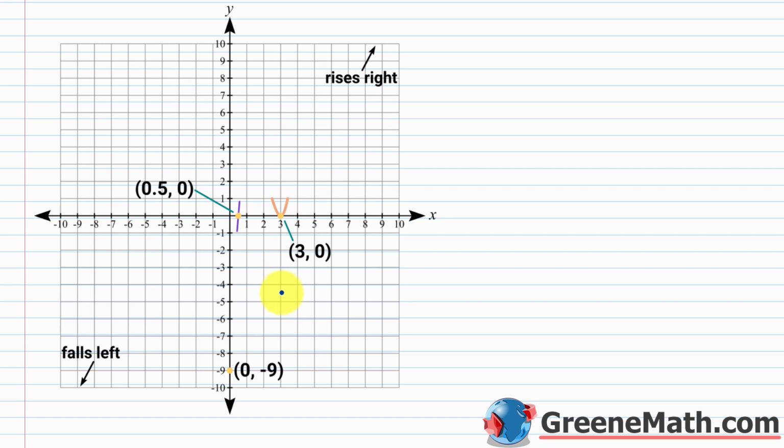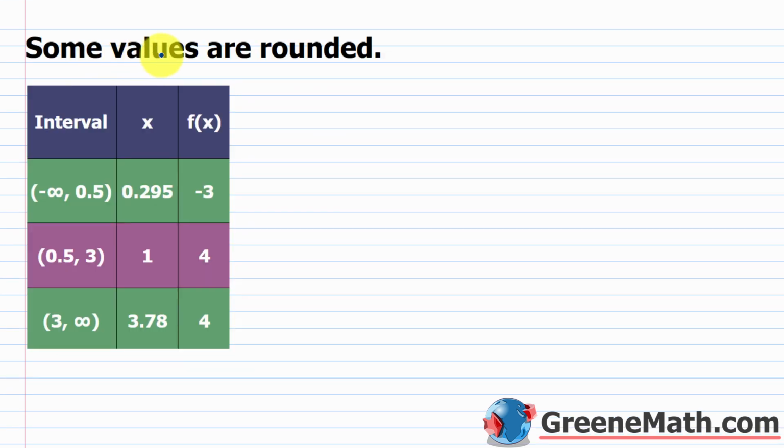But if you're not at an x-intercept, then we know that the y value is either going to be positive or it's going to be negative, meaning I'm going to be above the x-axis or below. So you're going to pick something in the interval where x is less than 1/2, and you're going to see if I plug that in, do I get something that's positive, meaning I'm above the x-axis, or negative, meaning I'm below the x-axis? Then you're going to do the same thing. You're going to pick an x value between 1/2 and 3, and then you're going to do the same thing, and you're going to pick an x value that's greater than 3. So let's come back down, and I have here some values are rounded. So in this interval where x is less than 1/2, I'm just going to pick an x value of 0.295, and the y value here is about -3.